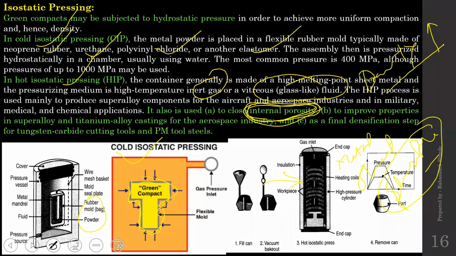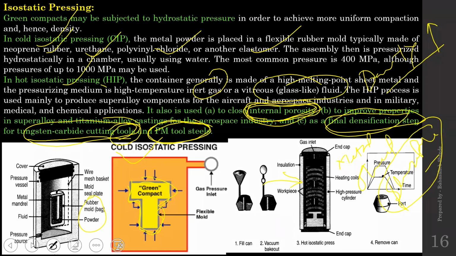And the last application is in tungsten carbide tools and powder metallurgy tool steels. This one we have seen in single point metal cutting. The inserts are made up of, or when you manufacture inserts, powder metallurgy is the technique used to get those inserts. So when you manufacture these tungsten carbide tools or powder metallurgy tool steels, the final densification step is usually hot isostatic pressing, or that final step will be carried out at certain elevated temperature to impart better properties.